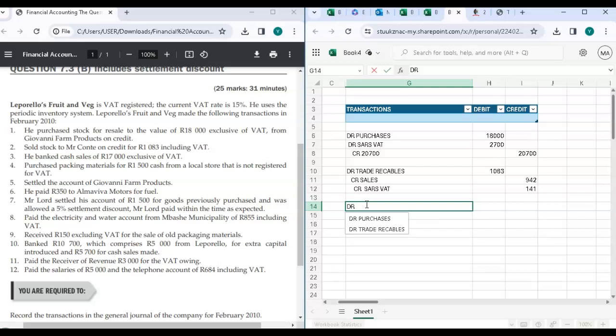Now, how do I record this transaction? So debit. Now, anytime you're selling, okay, you sold stock. Your cash sales, you sold stock.